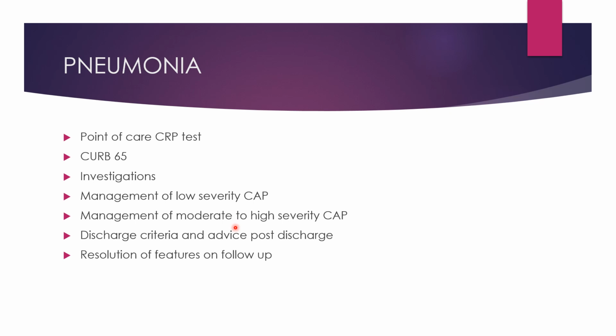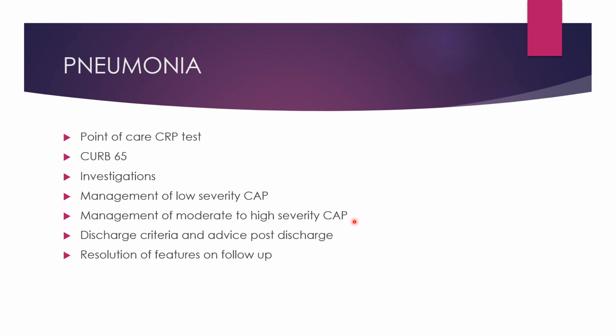Sometimes we can also add a beta-lactamase stable penicillin, such as co-amoxiclav, where clavulanate acts as a beta-lactamase inhibitor and increases the availability of amoxicillin. And piperacillin with tazobactam can also be used. And macrolides are added along with these penicillins. So dual antibiotic therapy should be given.